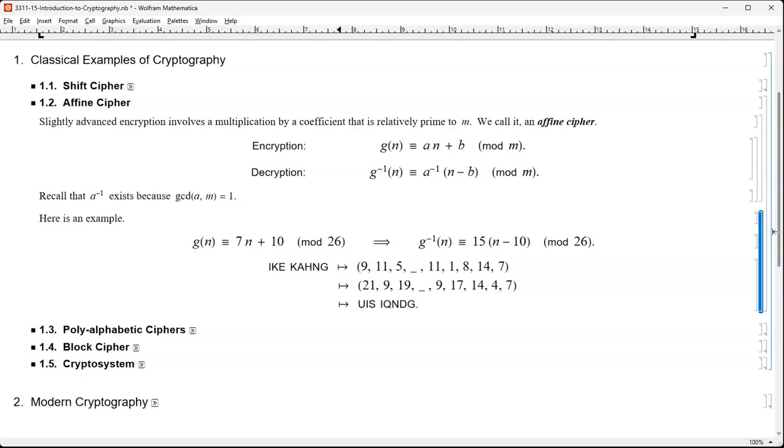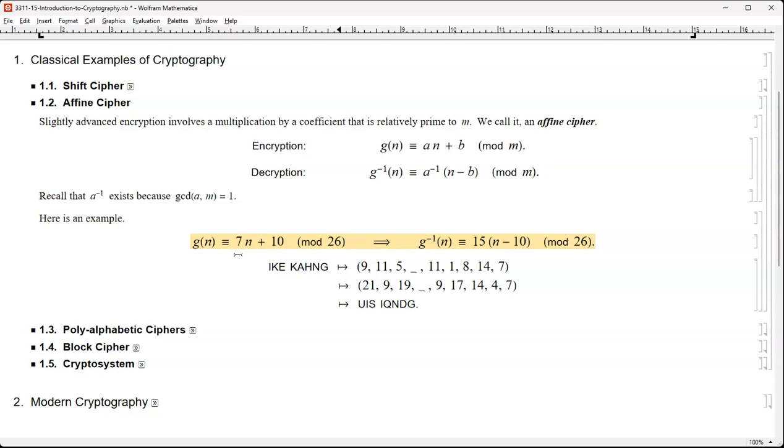Okay, this time I didn't use the example from the textbook. I used my name. Okay, Ike Kang, and I is the 9th letter of the alphabet, K is the 11th, and so on. And then let's use this map, 7n plus 10, and 7 and 26 are relatively prime. That's easy to see because 7 is a prime number. And then the multiplicative inverse of 7 turns out to be 15. Okay, please check. So the decryption map, the inverse map, is 15 times n minus 10.